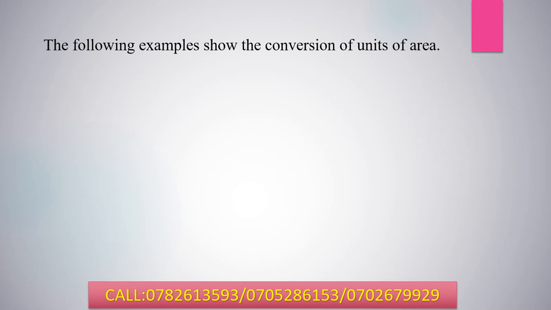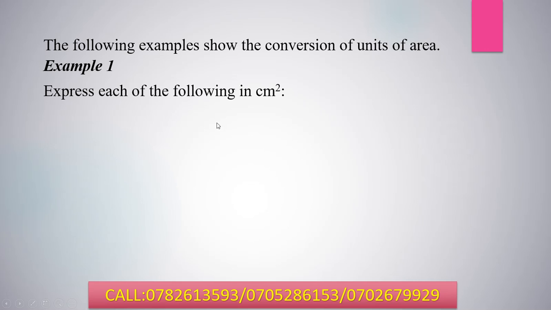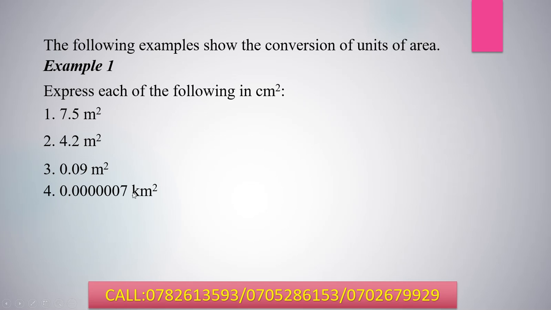So having known the units, how are they converted? How do we convert from one unit to another? Let's look at an example. Express each of the following in centimeters squared. For example, you have 7.5 meters squared, or 4.2 meters squared, or 0.09 meters squared, or 0.00007 kilometers squared. How can they be expressed in centimeters squared? So we're going to look at that.